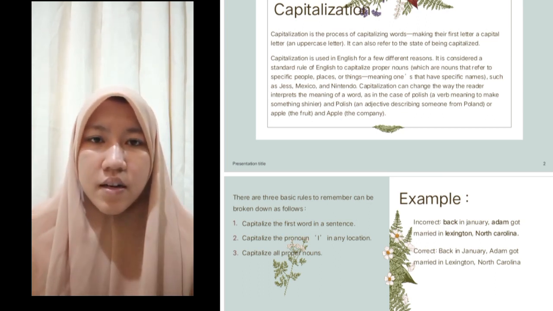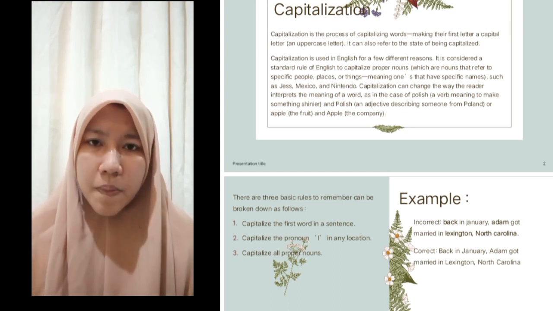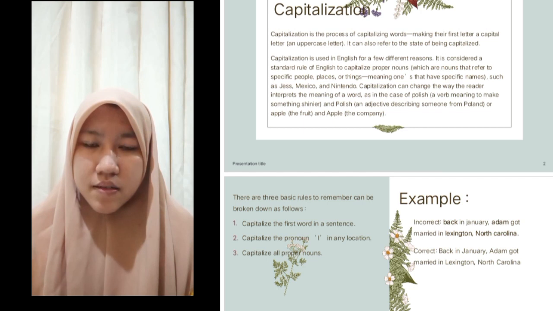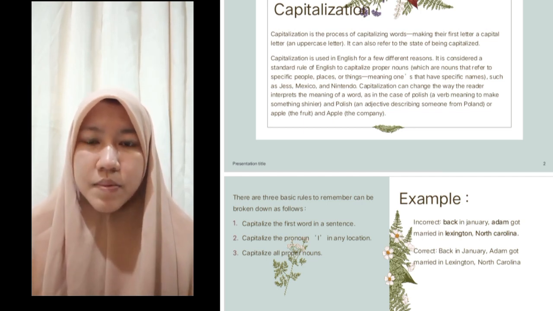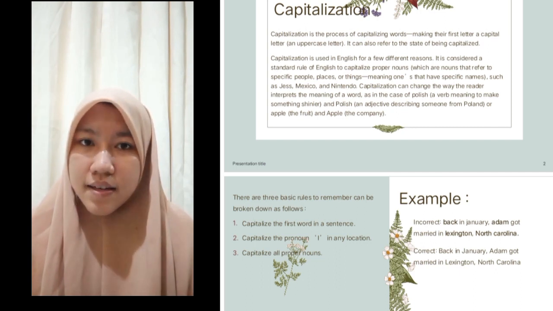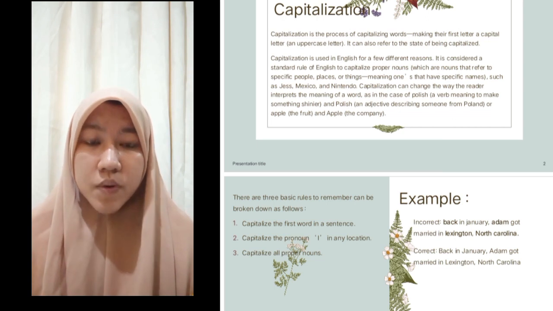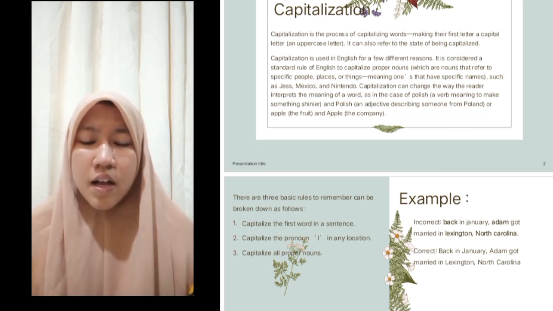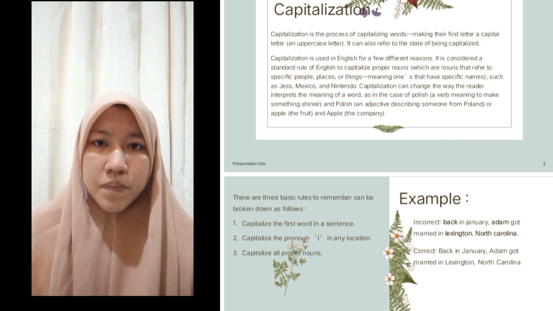Alright, there are three basic rules to remember, which can be broken down as follows. The first one is capitalize the first word in a sentence. The second one, capitalize the pronoun I in any collocation. And the third one is capitalize all proper nouns. Alright, I'm going to show you an example in a sentence.